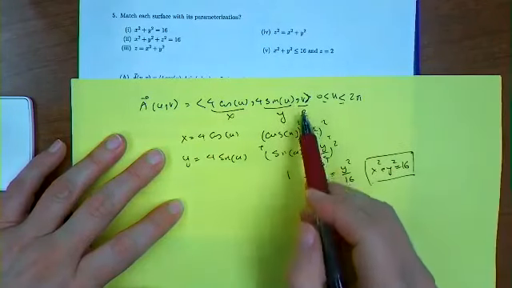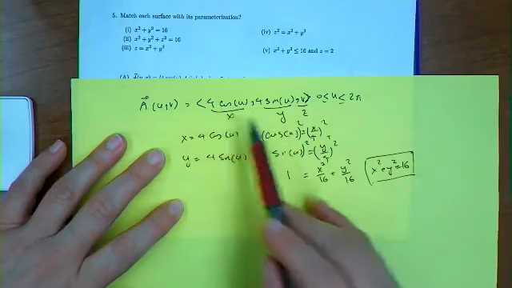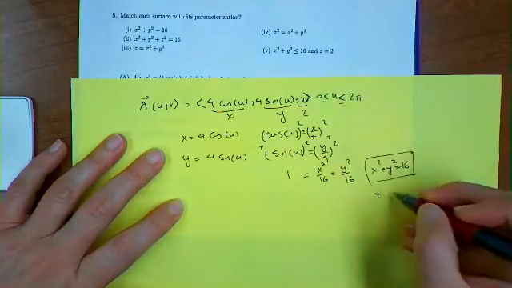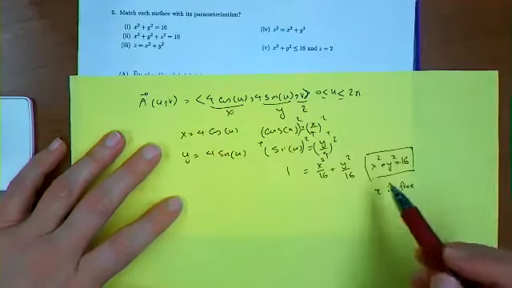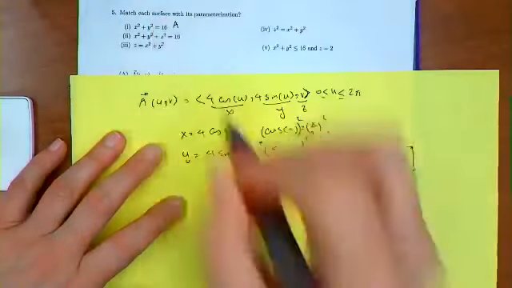And it seems like z is not related to x or y. So z is a free variable. Z is free. And therefore, the answer should be this one. That's A.